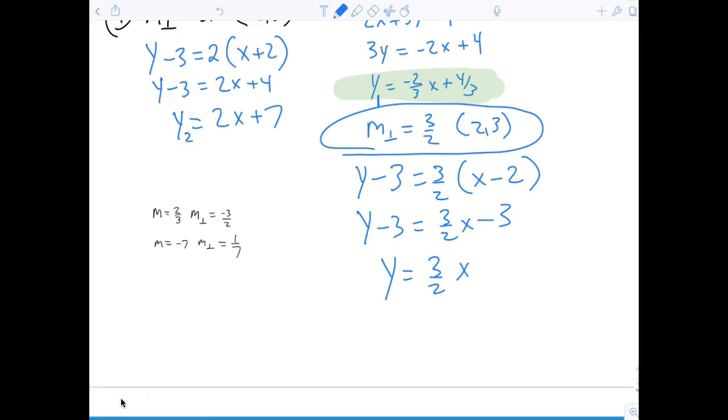Now, here's the critical point. I'm trying to tell some of you guys, I don't care what your neighbor is doing. I don't want you making corrections with your neighbor. I want you to try to figure it out. You will know you've done something incorrect when you graph these. If it doesn't go through the point, that's incorrect. If it's not perpendicular, that's incorrect. Then you learn eventually to go back and try to find your mistakes.